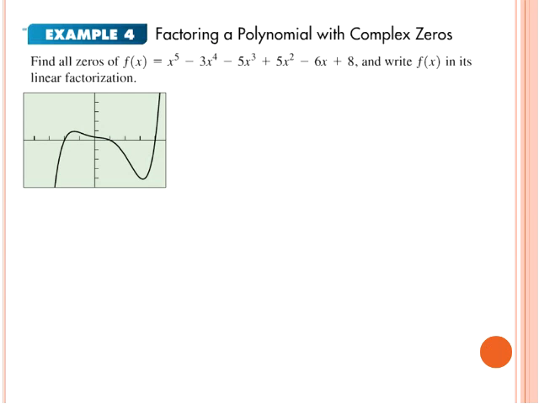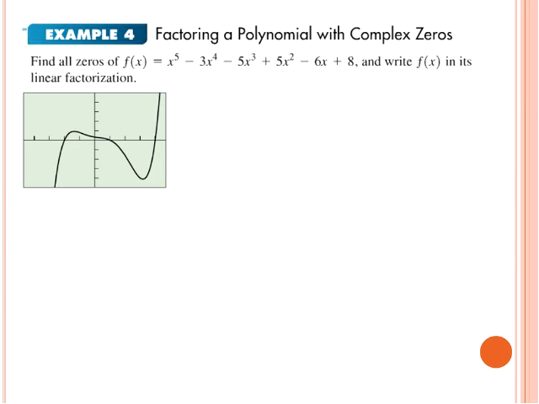Okay, let's take a look at this polynomial, and it says find all zeros of the polynomial. Write your answer in linear factorization. So if they just give you the polynomial, my suggestion is to always graph it first. Because if we can graph it, we more than likely can pick out the x-intercepts. Once we have the x-intercepts, we can use synthetic division to help us find any remaining zeros there might be.